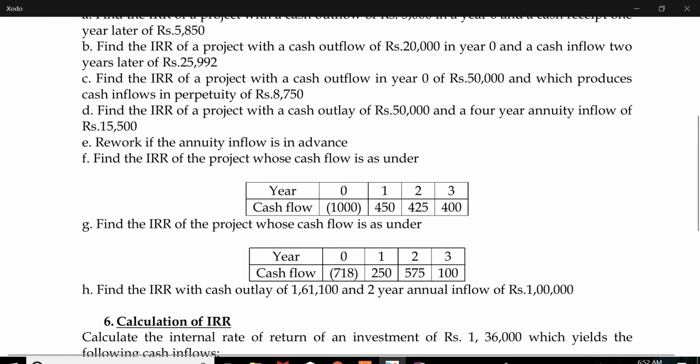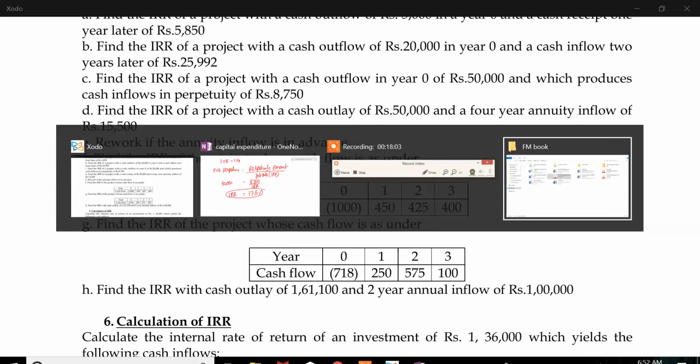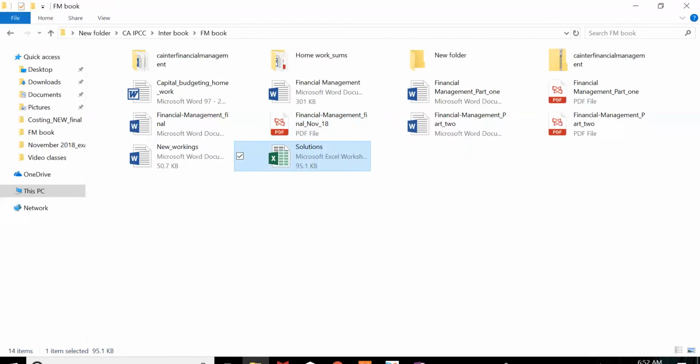Now coming to question D. Any doubts till now? Find the IRR of a project with an outlay of 50,000 and a 4-year annuity inflow of 15,500. So this is where I'm going to explain the guess method of doing the calculation. It's 50,000 initial outflow, and then 15,500 for a period of 4 years. Just a minute.